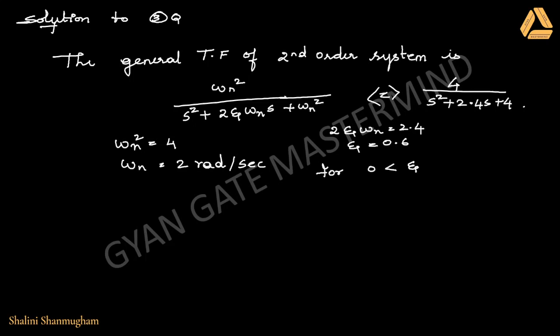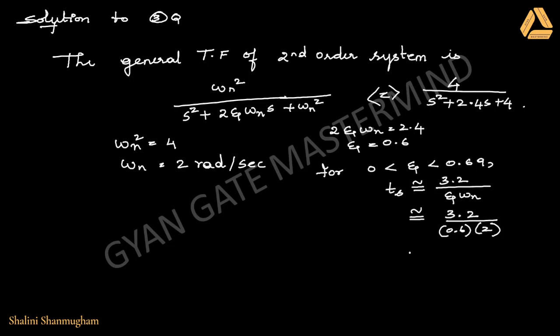So it has been already derived that for a damping coefficient ranging from 0 to 0.69, the settling time is approximately given as 3.2 divided by psi omega n. So, which is 3.2 divided by 0.6 into 2. By solving this, we'll be getting 2.67. So hence the answer is 2.67.